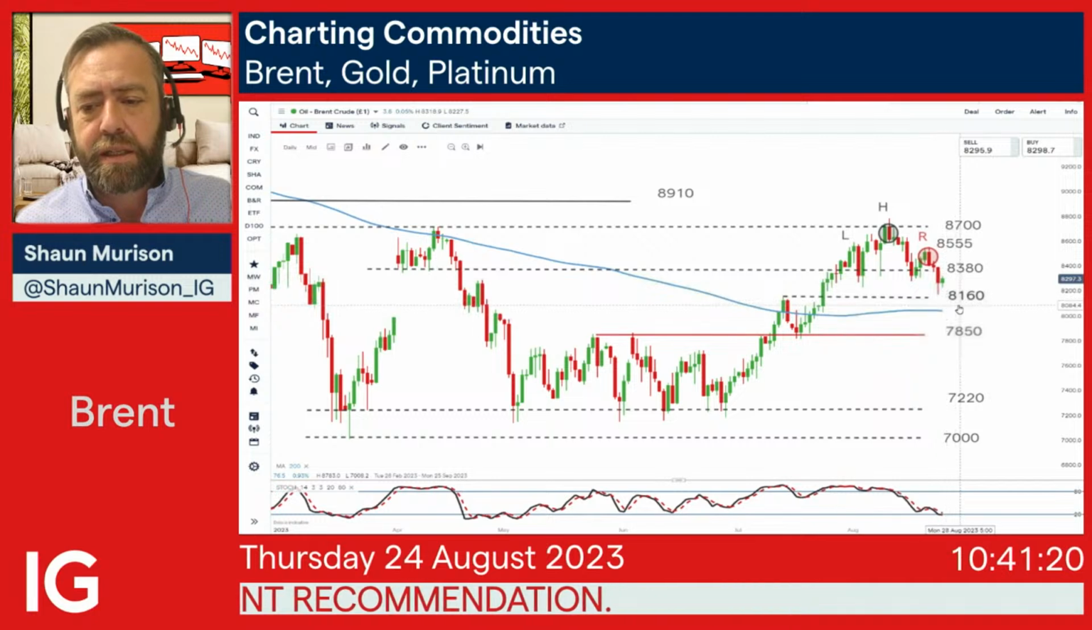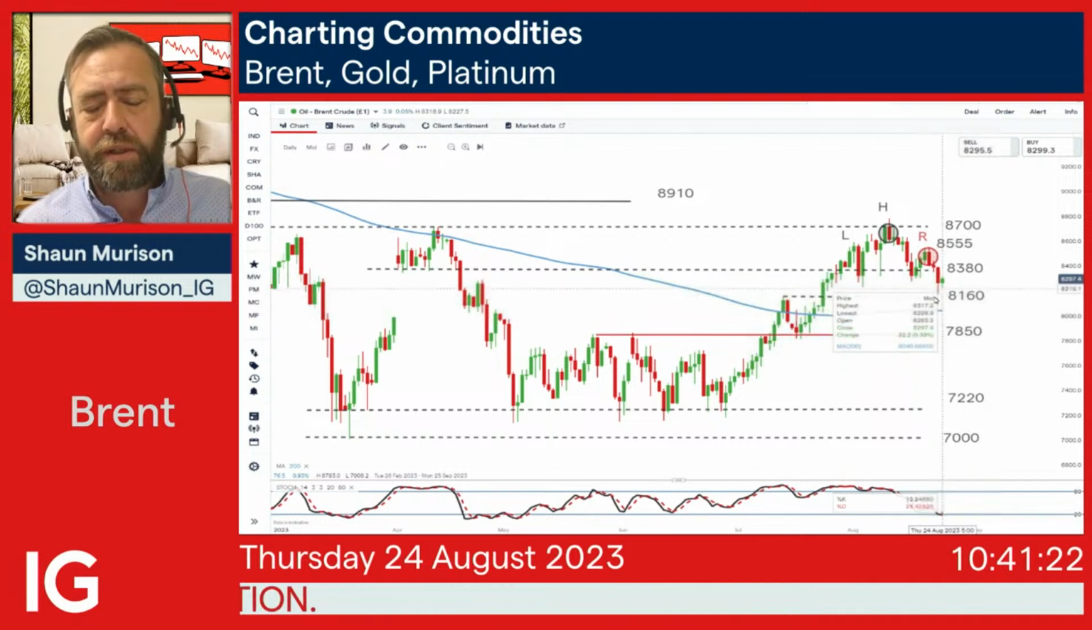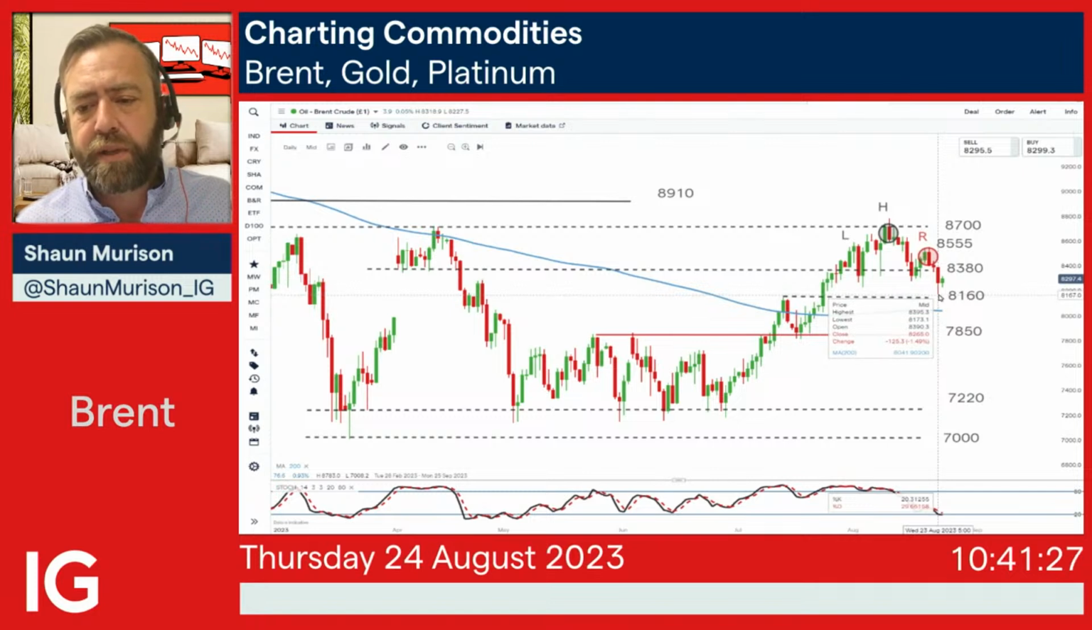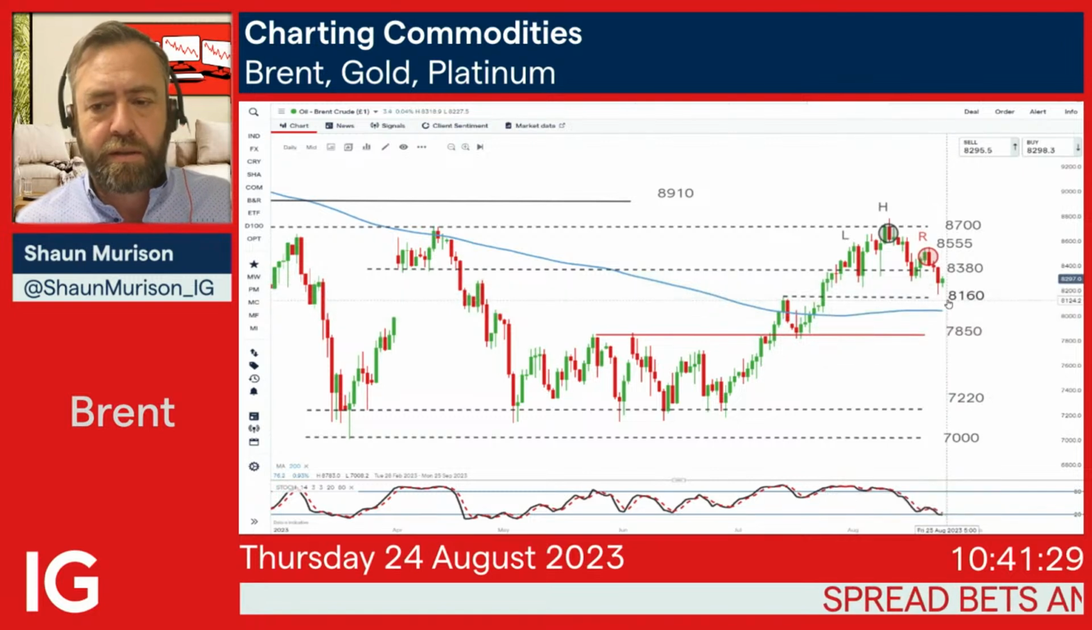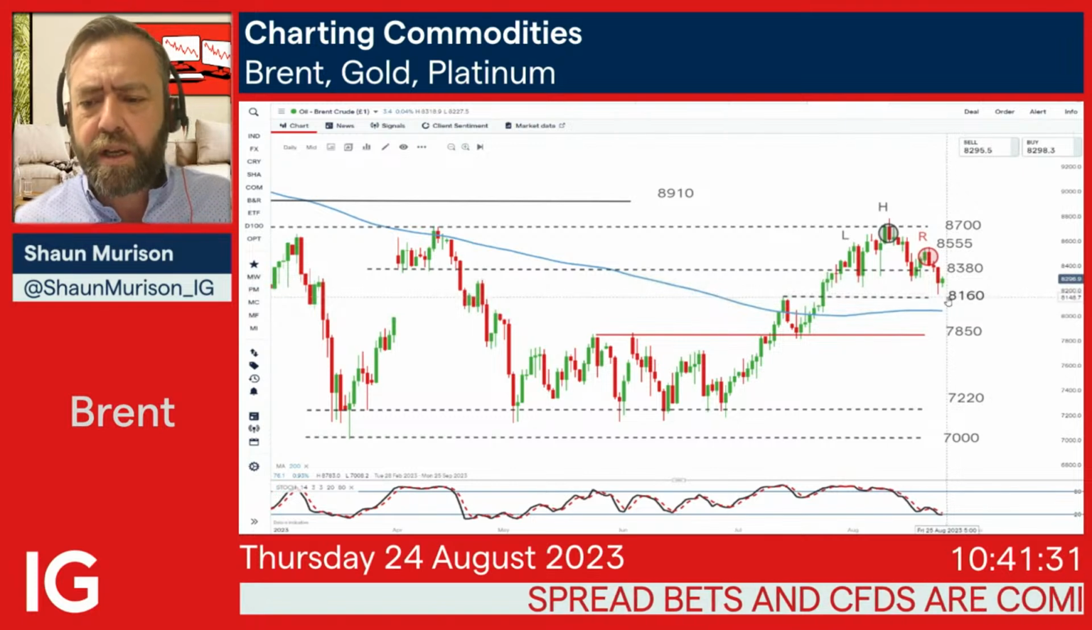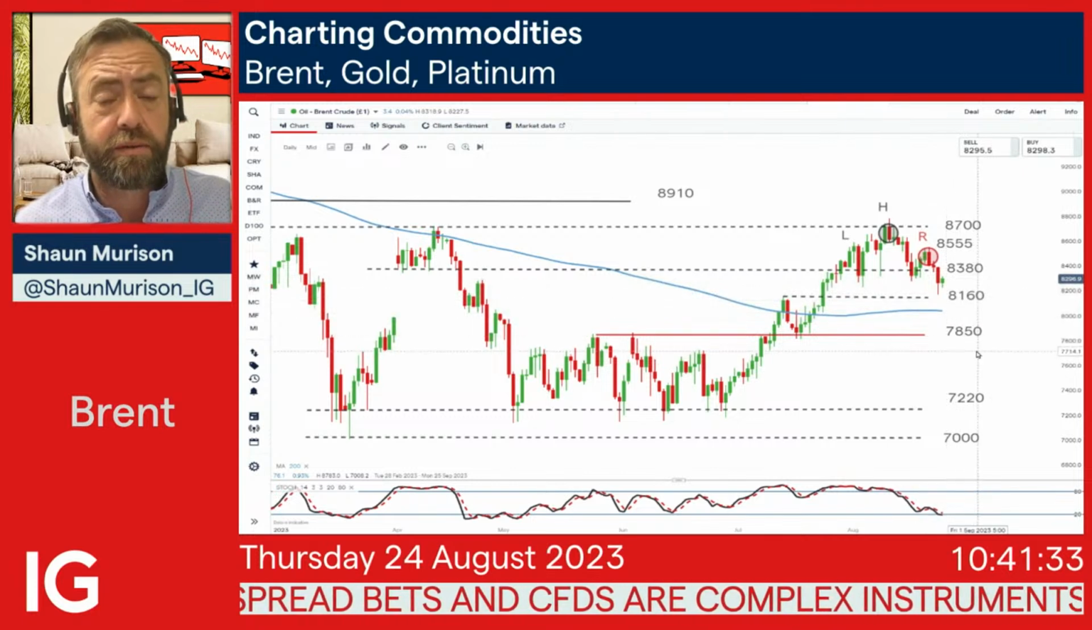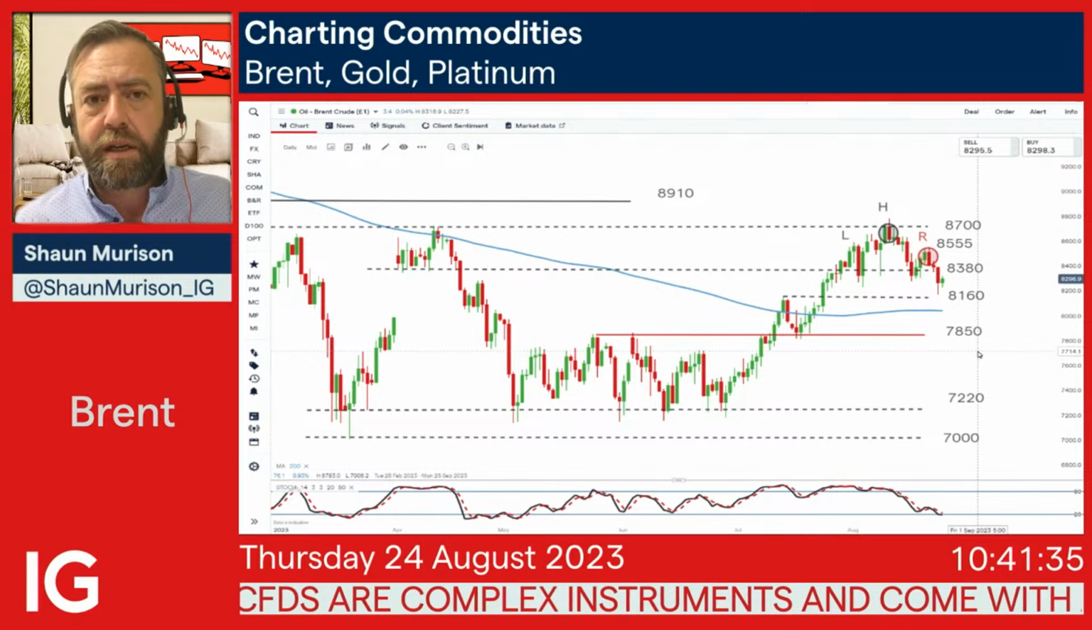Now, 81.60 was our initial target. We did have almost a touch of that level. I think that is still a relevant level, and if we get a close below that, maybe even 78.50 on the downside.